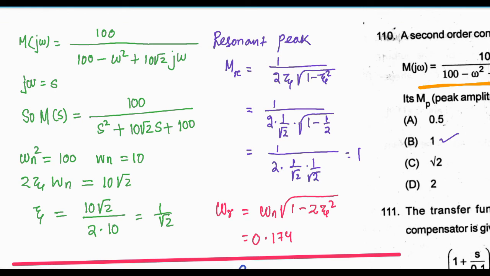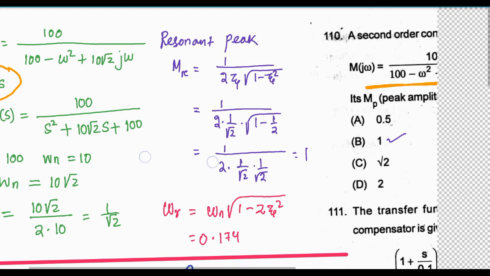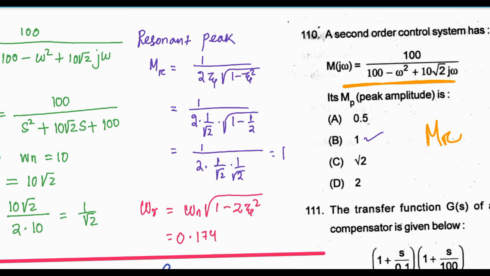If we convert j omega to s, j omega is equal to s, and put that in, this will be 100 by (s square plus 10 root 2 s plus 100). So omega n square is equal to 100 and omega n is equal to 10. 2 zeta omega n is equal to 10 root 2, and zeta is equal to 1 by root 2, that is equal to 0.707.